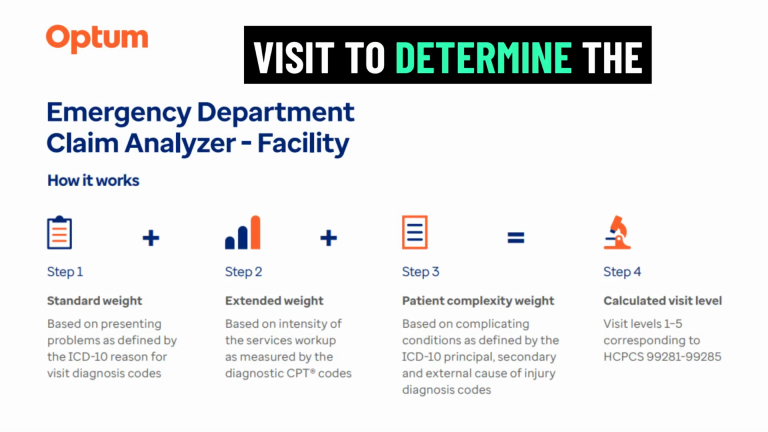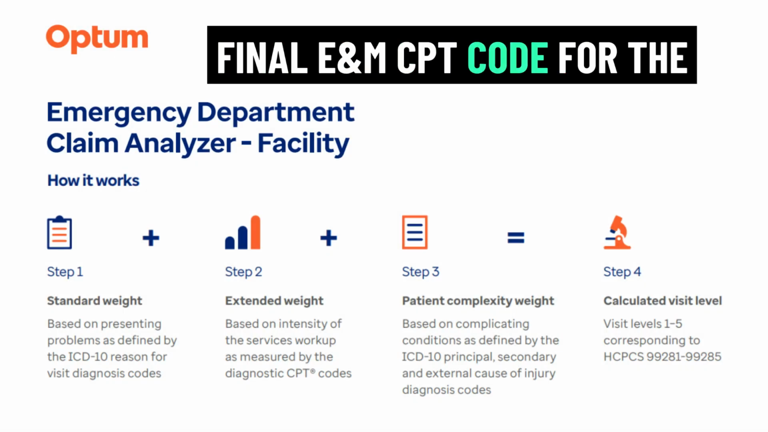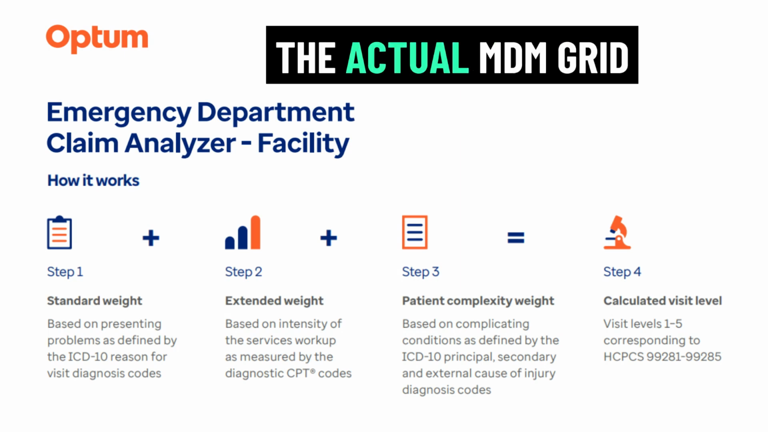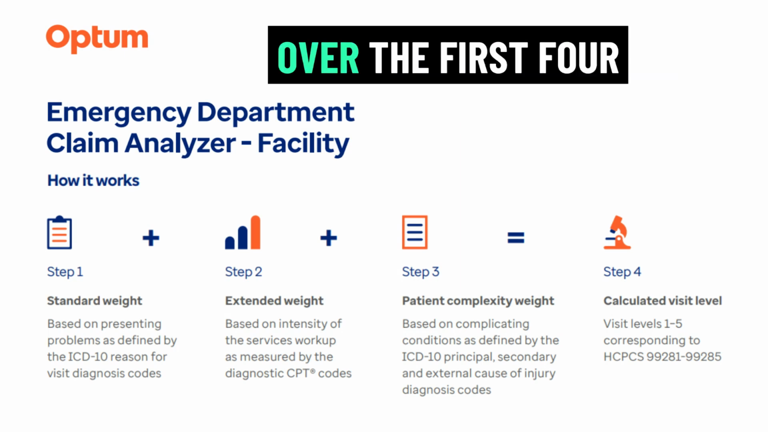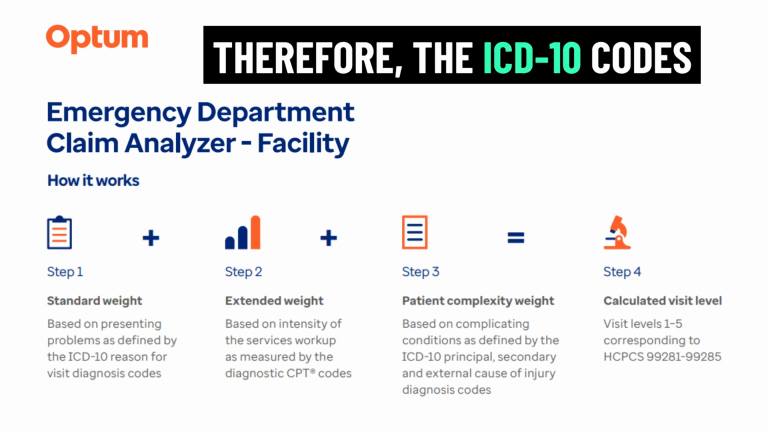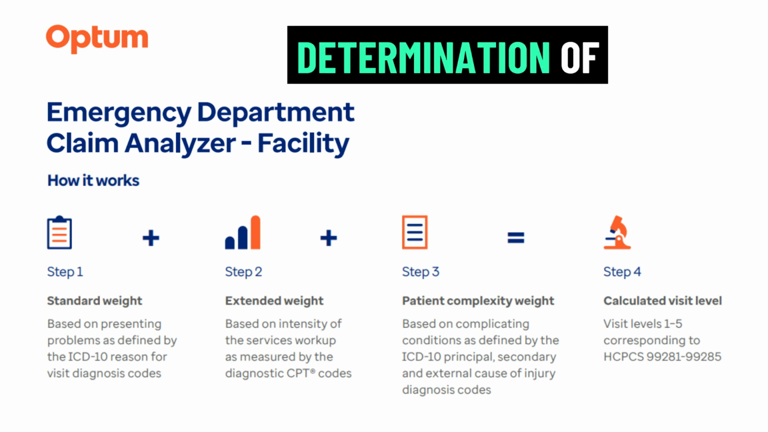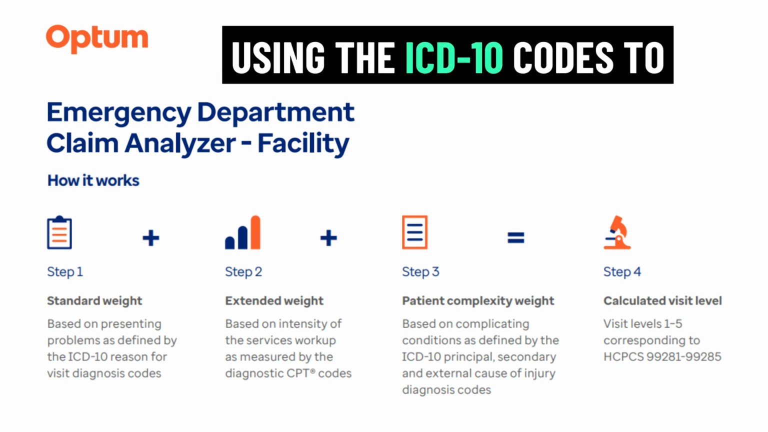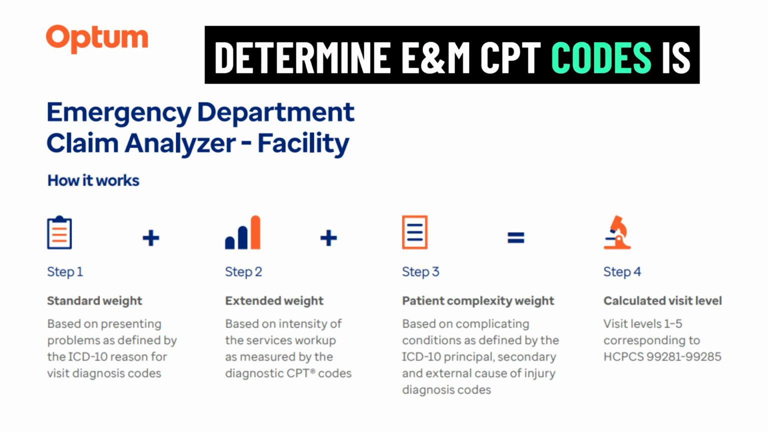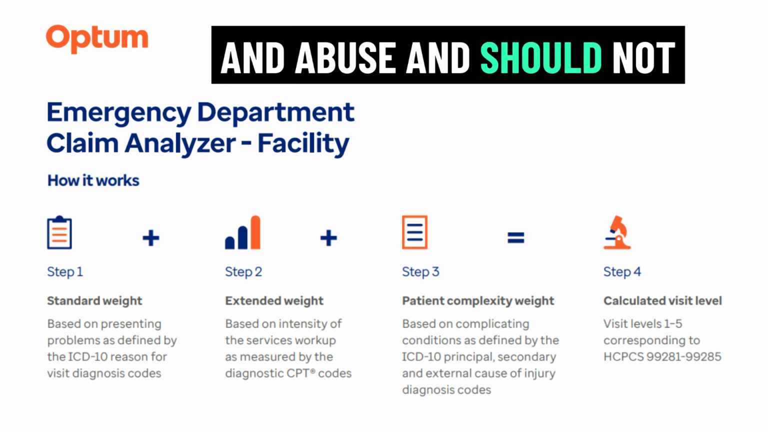Why am I making such a big deal about the final ICD-10 code? As I mentioned in the second video on COPA, many insurers are now using the ICD-10 codes from the ED visit to determine the final E&M CPT code for the visit. They are not using the actual MDM grid which we have discussed over the first 4 lectures. Therefore, the ICD-10 codes are a major determination of reimbursement. Using the ICD-10 codes to determine E&M CPT codes is considered fraud and abuse and should not be allowed.